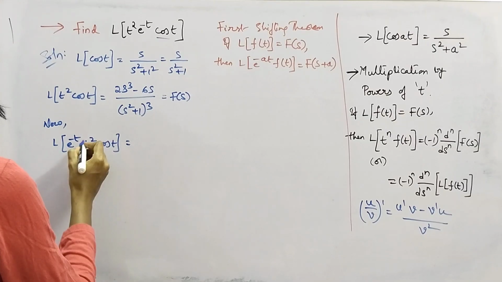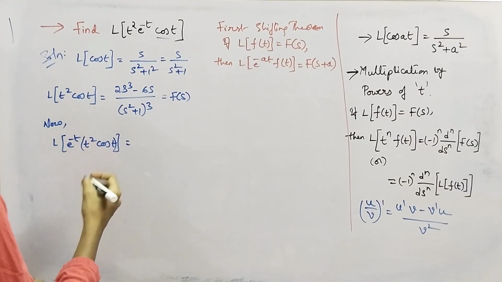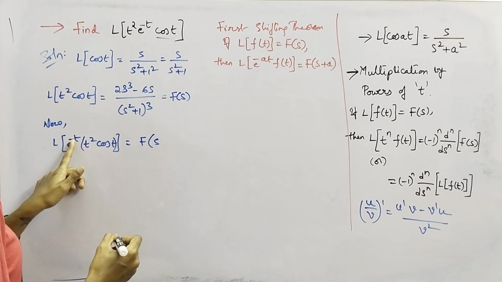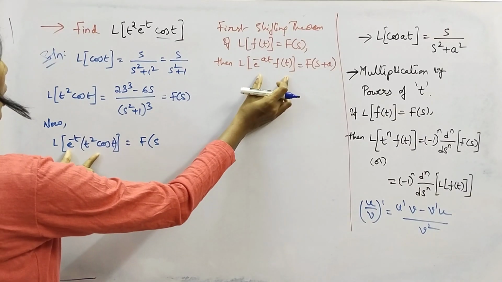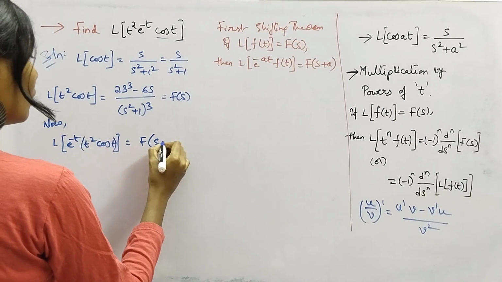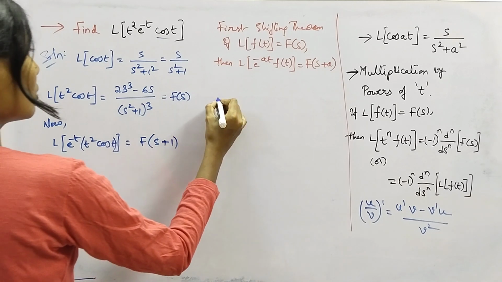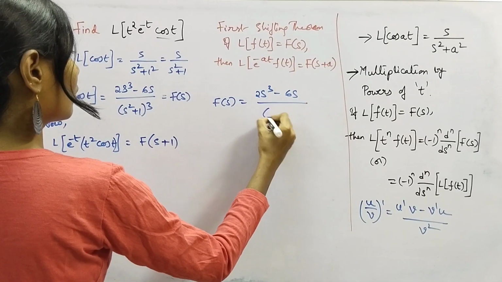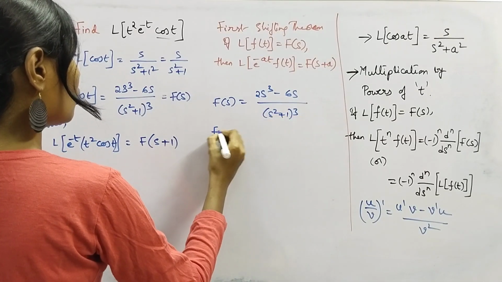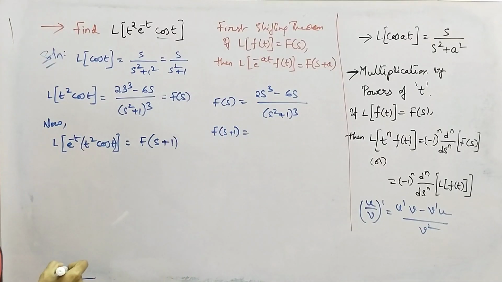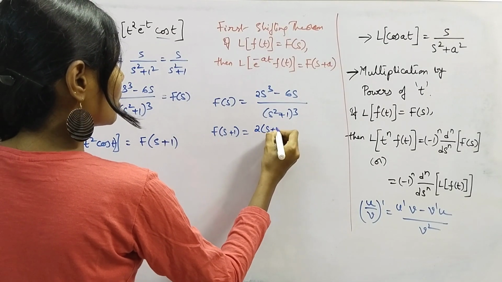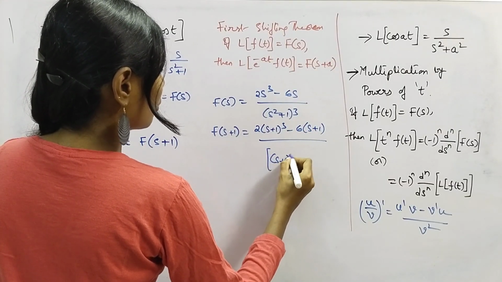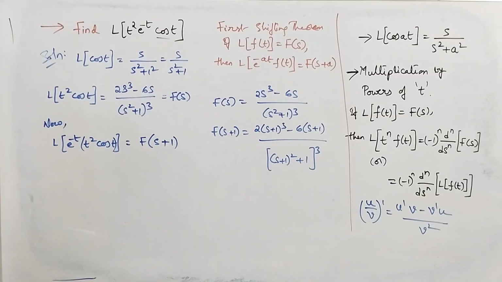L of e power at into f of t equals F of s. You have 1 here for a equal to 1. Just compare this with this formula. Then for a equal to 1, you'll have F of s plus 1 here, right? So if F of s equals (2s cube minus 6s) by (s square plus 1) whole cube, then F of s plus 1 will be, just replace s by s plus 1, you'll get 2 times (s plus 1) whole cube minus 6 times (s plus 1), by ((s plus 1) whole square plus 1) whole cube, right?